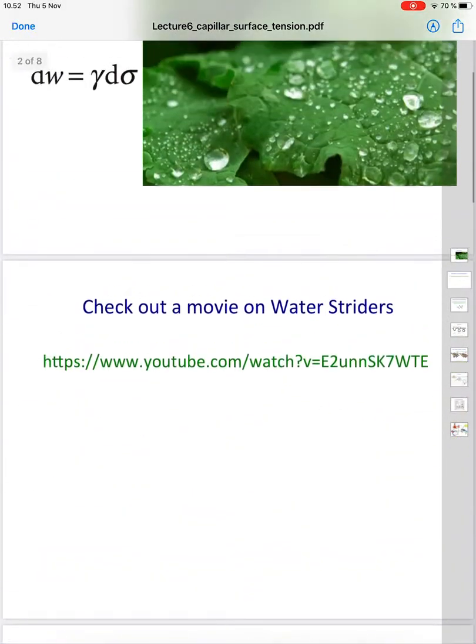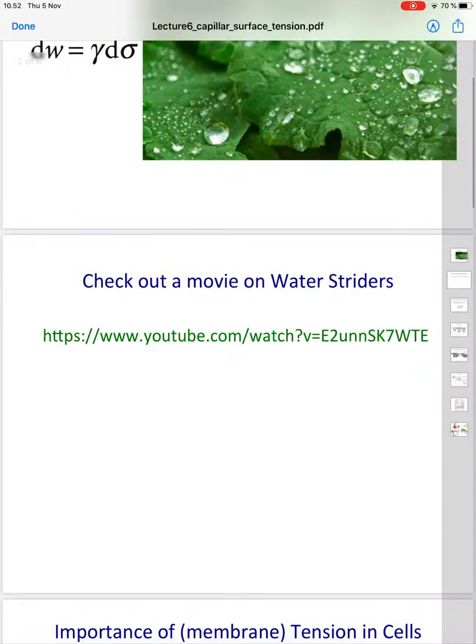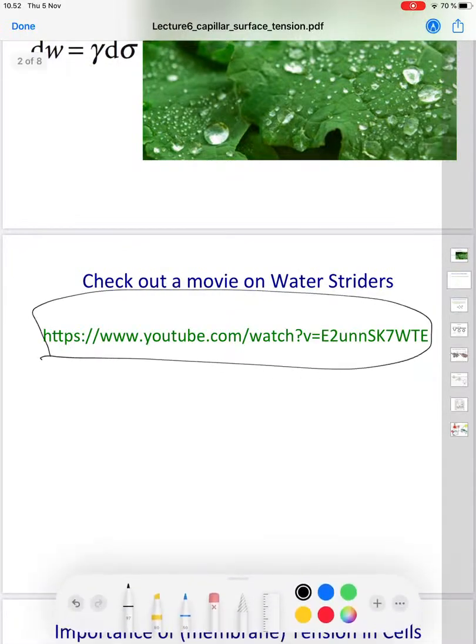Another example that you can look at is this movie of water striders, which you can look up on YouTube using this link. So this was a short video about surface tension and capillary action. This is not present in either of your textbooks, and I will upload a small document that you can read from a different textbook to understand more about this and also the derivation of Laplace's law.